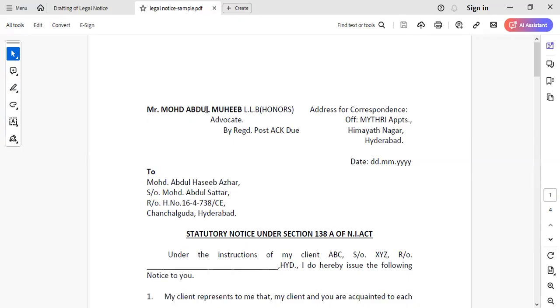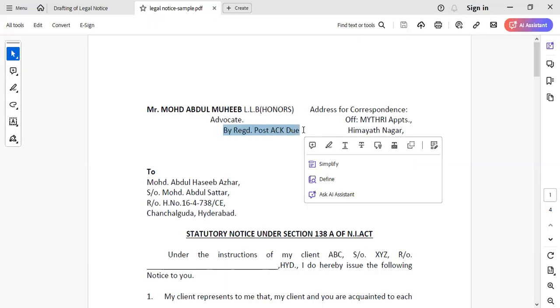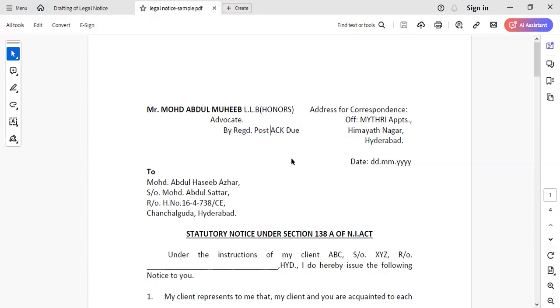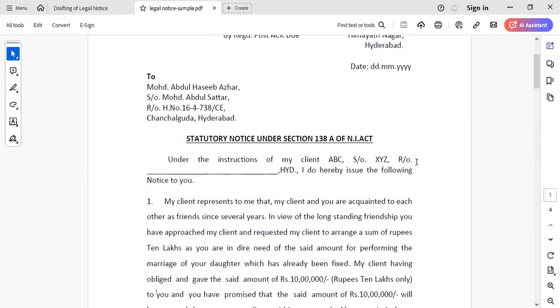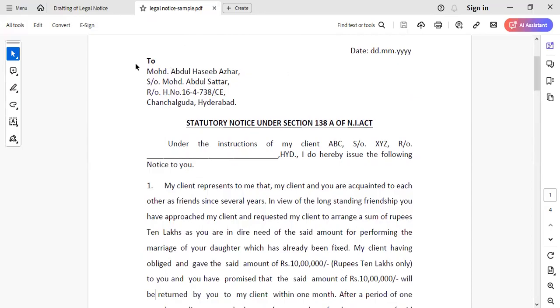Are you able to see the screen here? Yes, sir. So this is my name, my degree, advocate. What is the address for correspondence? Then you have to write registered post acknowledgement due. You will be sending the notice by post, right? So you write registered post acknowledgement due. Then you write the date in terms of date, month and year. Then to whom you are sending.